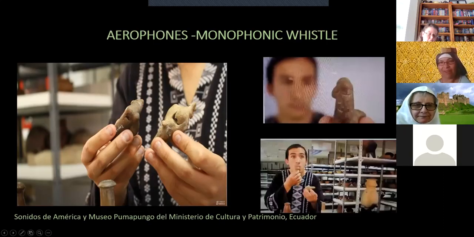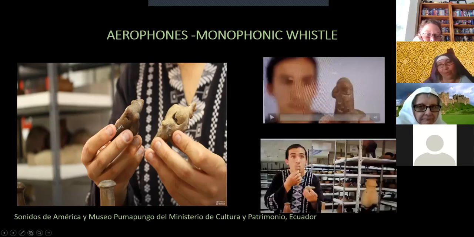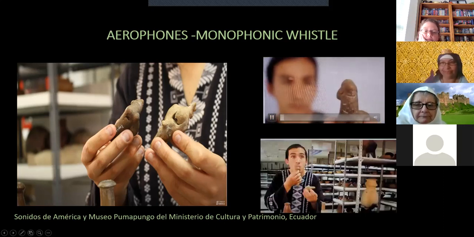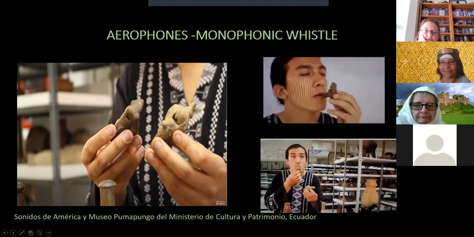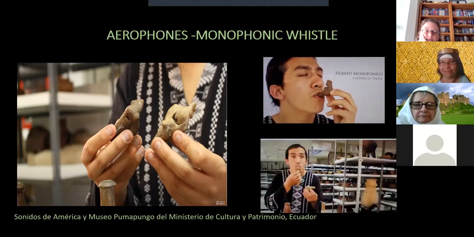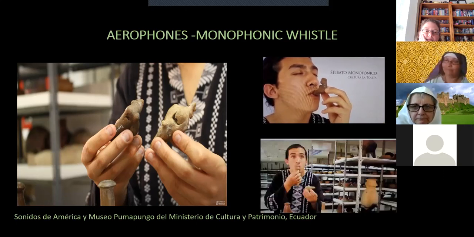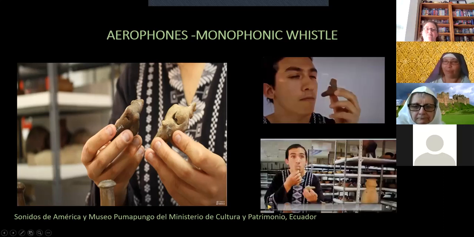Okay, so we have now monophonic whistle. This one is going to be very interesting because it depends on this. Where this little ball is and how big it is, that's gonna tell us how the sound is gonna be. Let's listen to the smaller one, I think. And here we're gonna compare both, how it changes the sound.